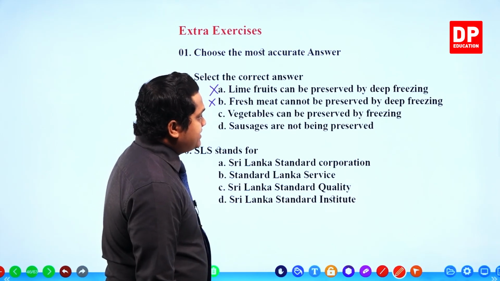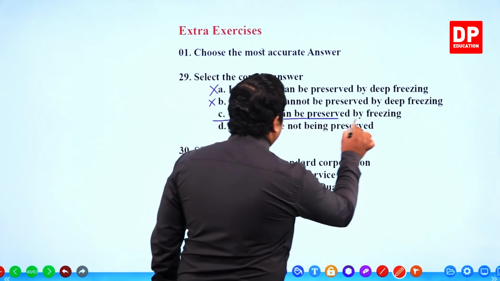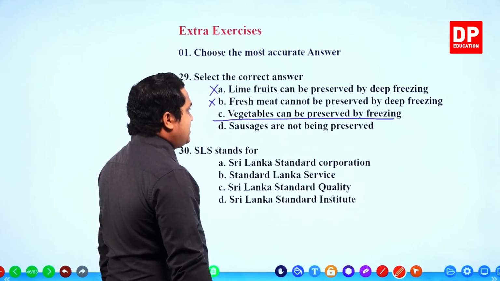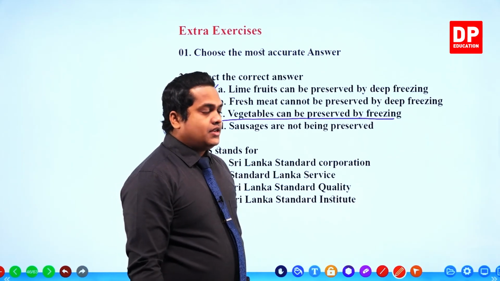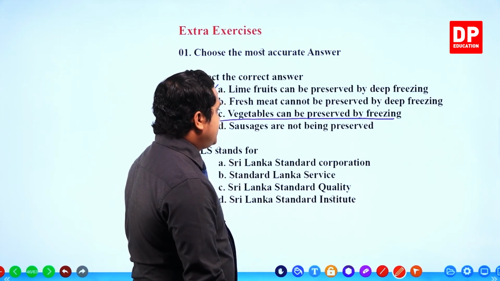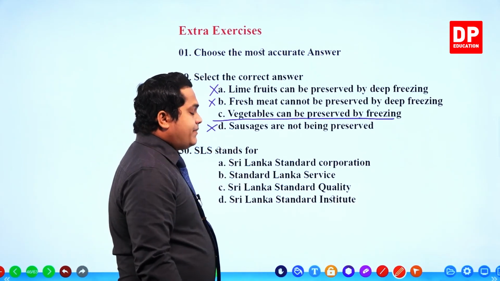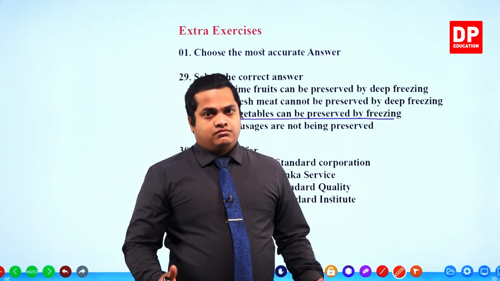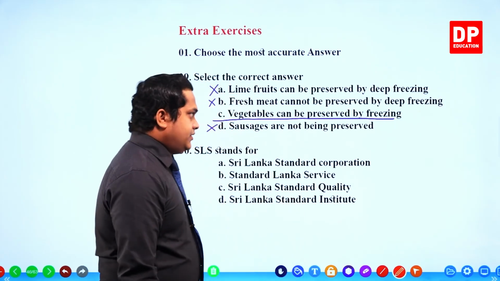Vegetables can be preserved by freezing. That's the correct answer. We can preserve vegetables and fruits by freezing, like I said earlier. Fourth one, sausages are not being preserved. Absolutely incorrect. Those things are pre-cooked food, so those things are already preserved. Next one.